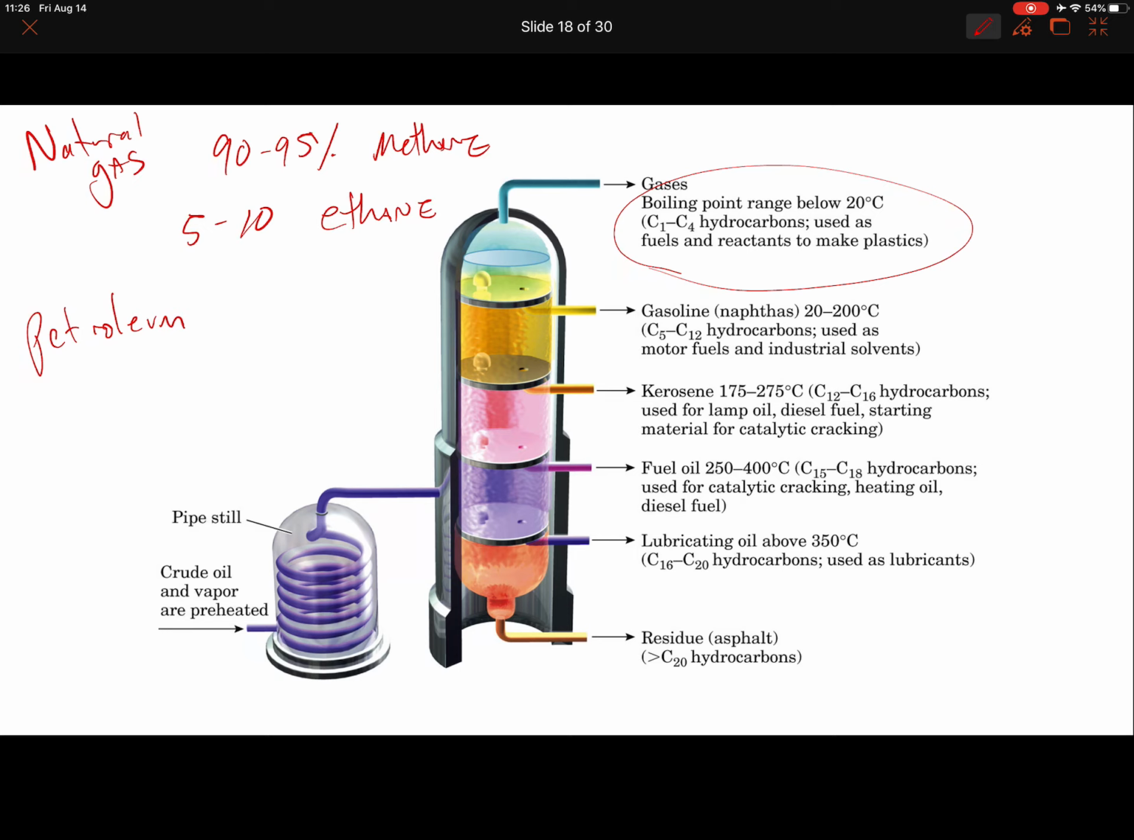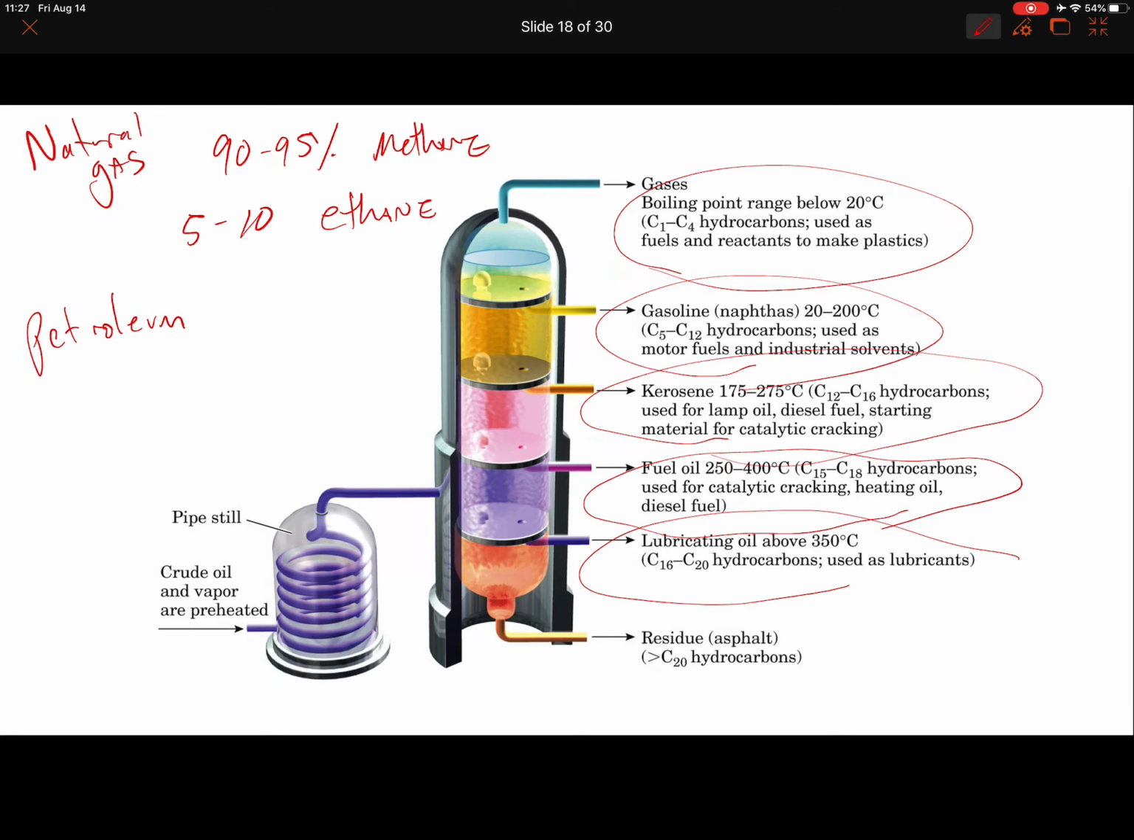The next bit that comes out is the gasoline, so about C5 through C12. The common component of gasoline is octane, so C8. This is used, of course, for other types of motor fuels and solvents. After that, C12 to C16 type hydrocarbons, we would call that kerosene. These have higher boiling points. Lamp oil, diesel fuel. Then we get the C15 to C18 hydrocarbons. Again, catalytic cracking, heating oil, diesel fuel.